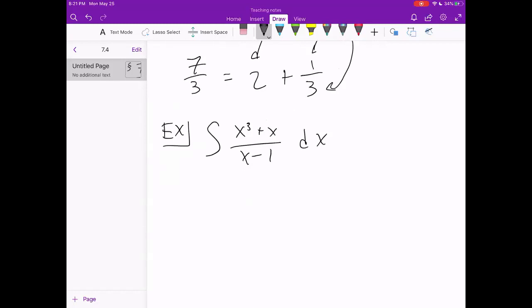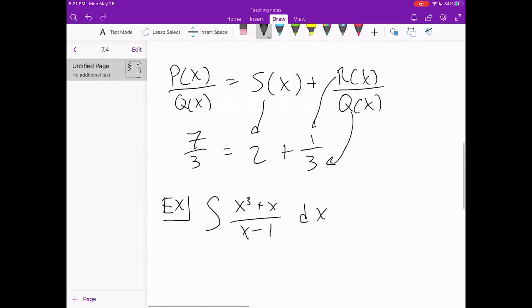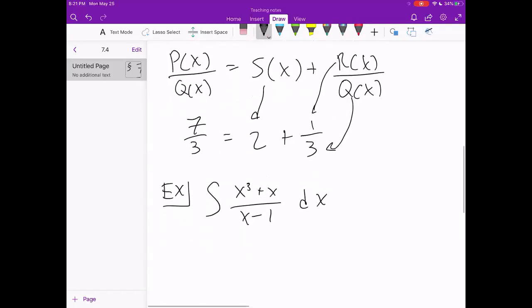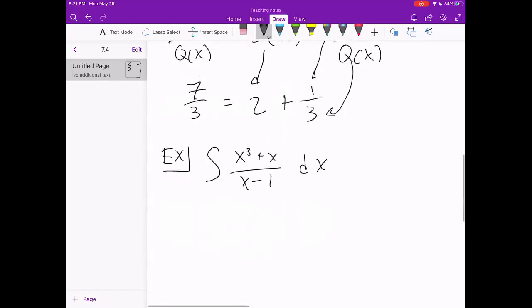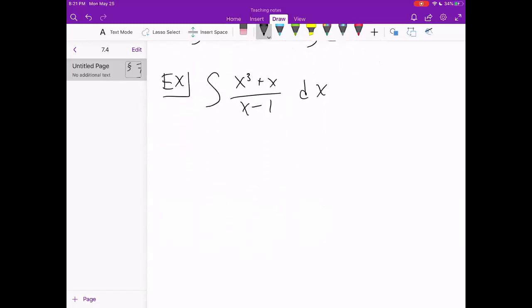And so you can see here the degree of the numerator is 3, the degree of the denominator is 1. Because the degree of the numerator is larger than the degree of the denominator, we can do this division and get something that looks like s of x plus r of x over q of x. So let's do this division. The way you do polynomial long division is the lower degree one goes outside. I'm going to divide into x cubed plus x.